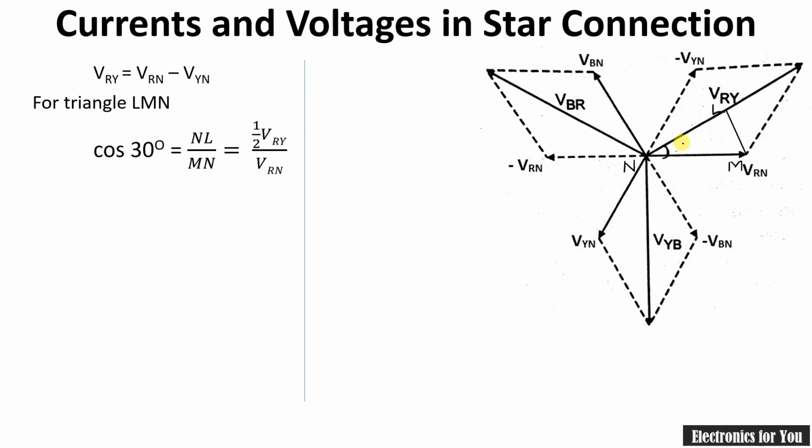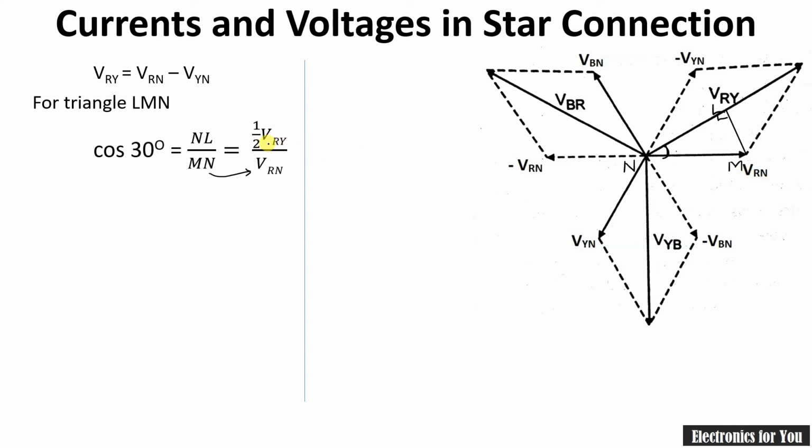In this case cos 30 is equal to the adjacent side divided by the hypotenuse, and therefore it is NL divided by MN. Here this perpendicular is bisecting this line, that is VRY, and therefore we can say that NL is equal to half of VRY. Similarly MN equals VRN. This is the line MN and it is the phase voltage VRN.